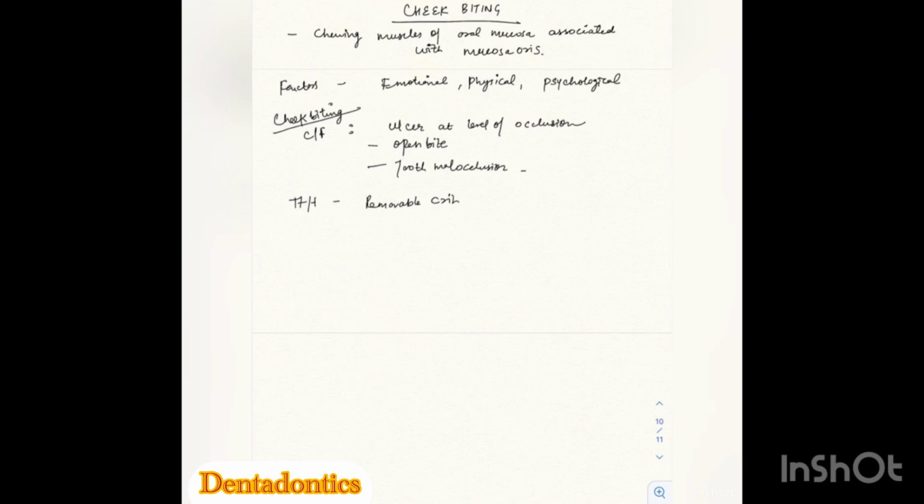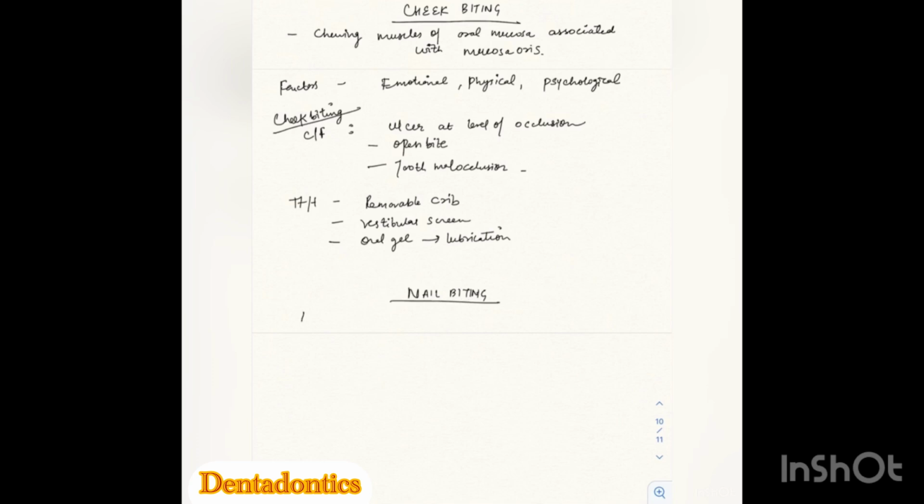Coming to the treatment plan for cheek biting, we will give a removable crib. Sometimes a vestibular screen can be given, and for the ulcer, we will give an oral gel or a lubricating agent to apply on that area.